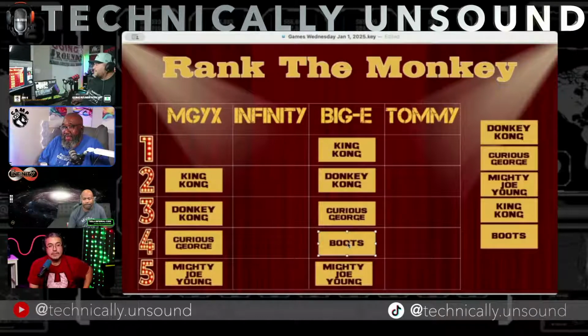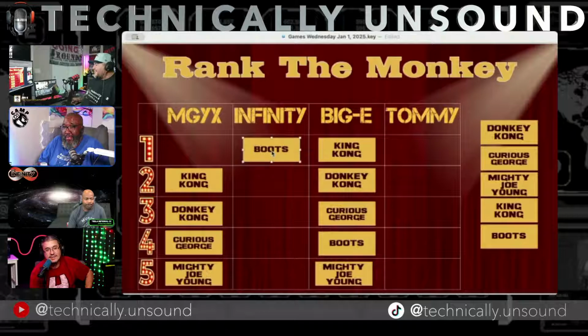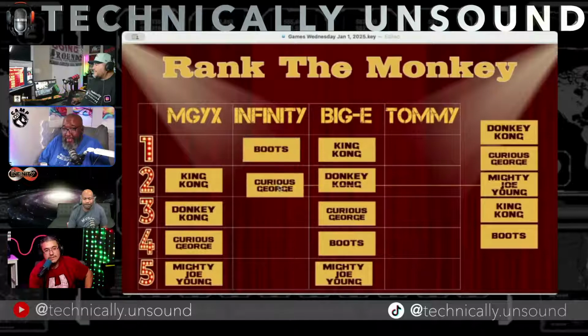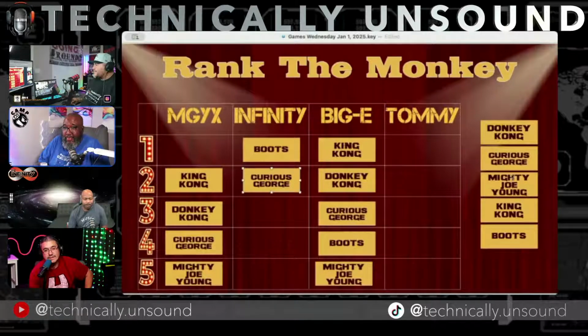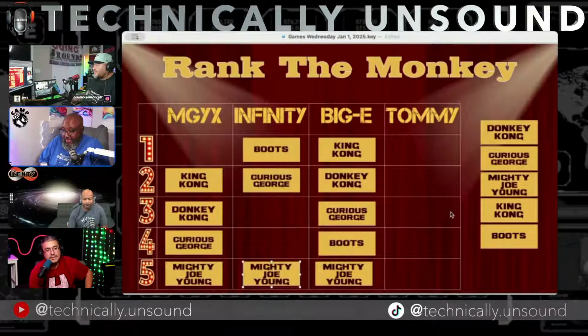Boots from Dora. Oh, fucking shit. All right, give me Boots 1. Okay. Give me Curious George 2. Oh, look at you. Mighty Joe Young 5. King Kong 4.